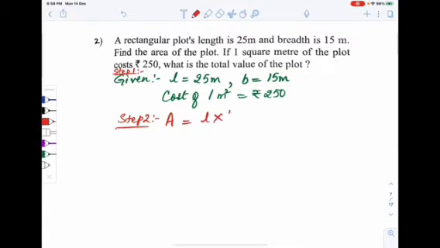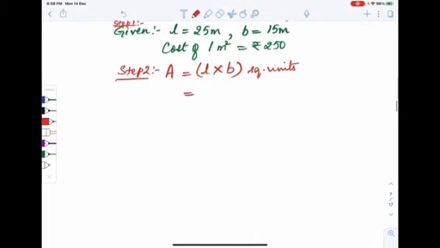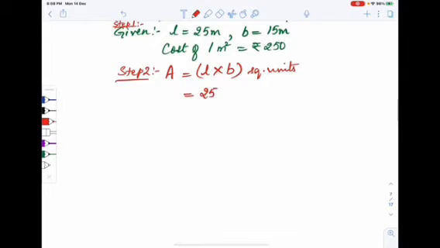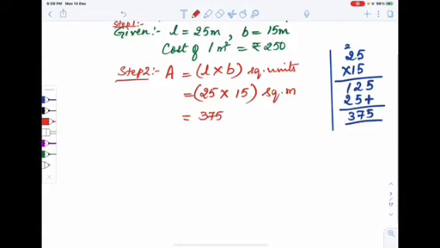Area is equal to L into B square units, which is equal to L is 25 into B is 15 square meters. It is 375 square meters or 375 meters square. I hope all of you understood. Now for step 3.